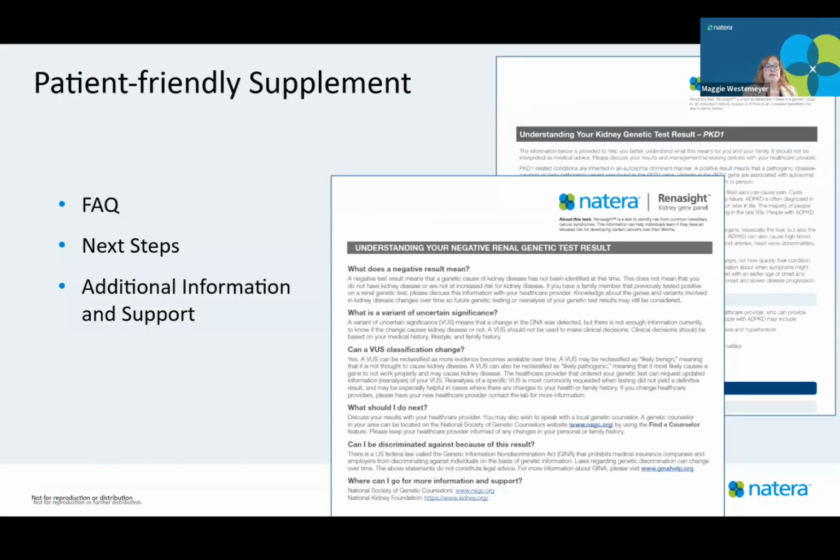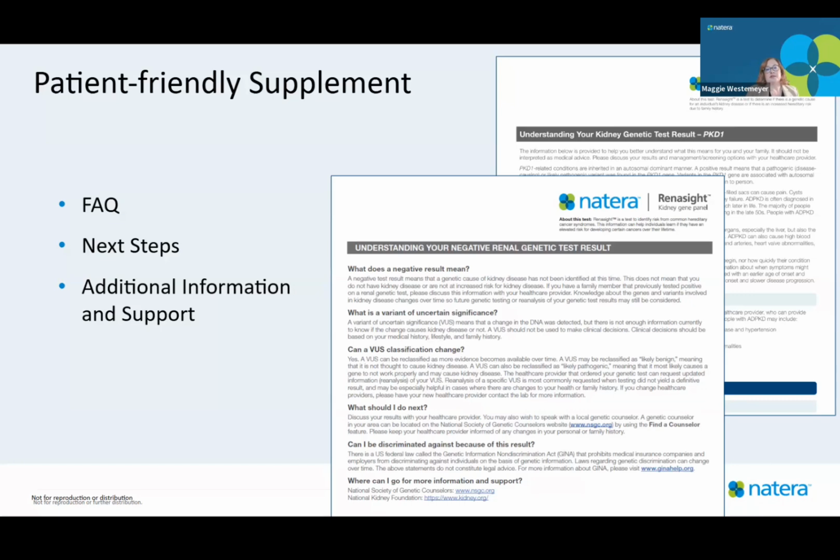And so at Natera, we felt that it's important to include on our test results a patient and clinician friendly supplement, which a lot of folks miss when they tend to look at the results. So if we scroll all the way down to the end of a Renasight report, the supplement is attached at the end and addresses general questions about the result, any next steps, and how to obtain additional information and support. And our genetic counseling team really vets the resources and references on those supplements so that there's valid sources of information for both patients as well as clinicians to use.